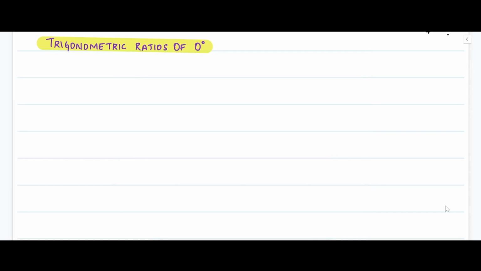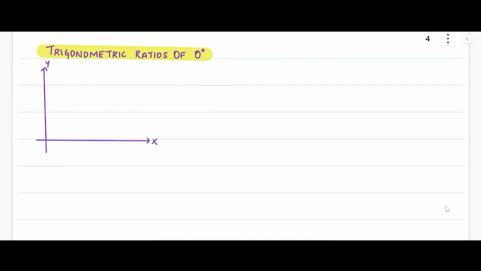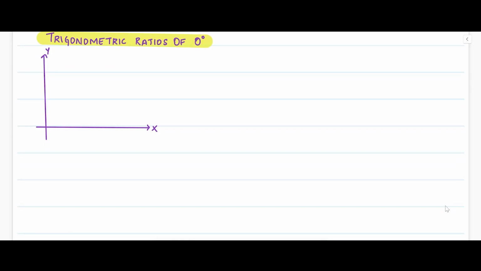Here we'll be finding out the trigonometric ratios of angle 0 degrees. So for that, first let us draw our 0 degree angle in our Cartesian coordinate system, that is in standard position. In order to derive for 0 degrees, let us assume our angle here approximately almost equal to 0 degrees.